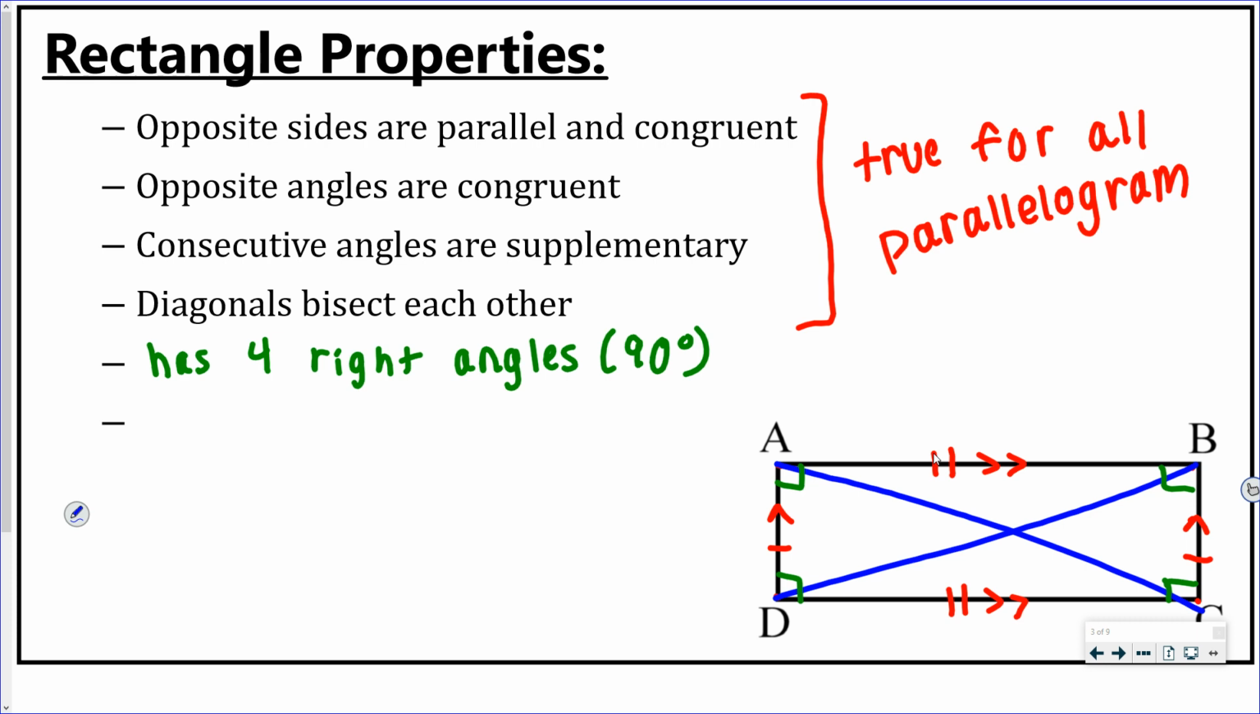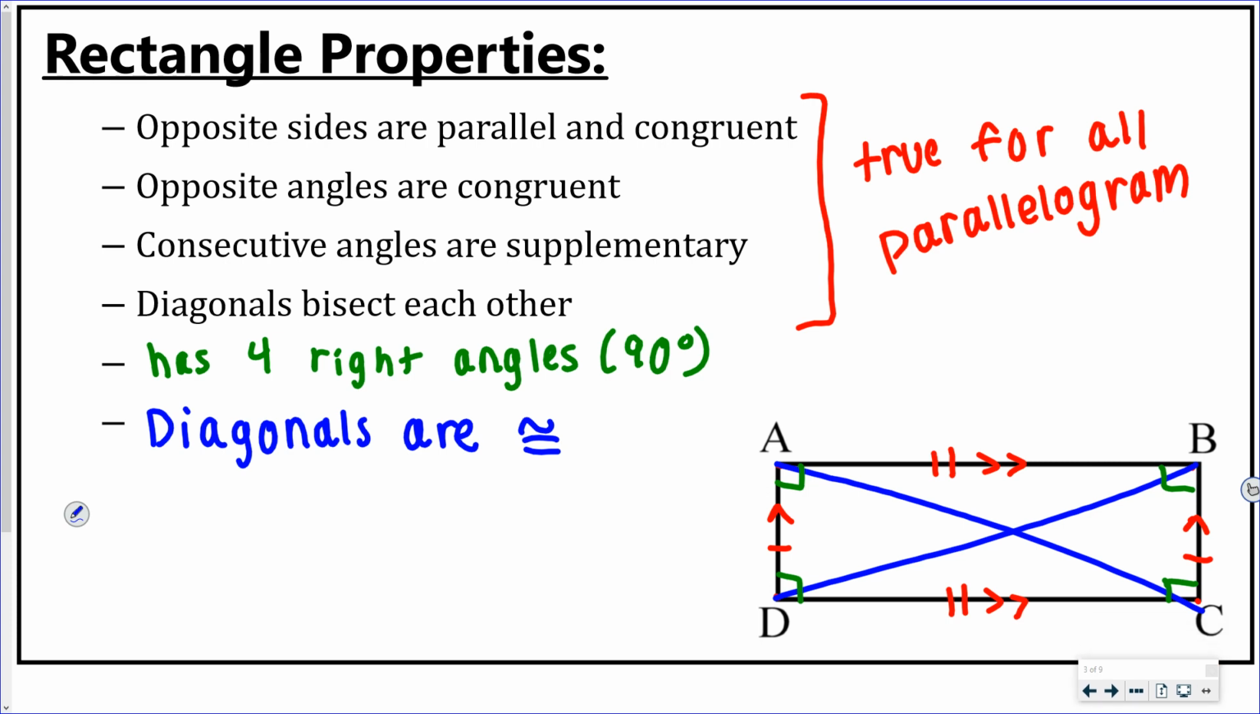Okay, the other one is about the diagonals. The diagonal lengths are the same, are congruent in a rectangle. So this diagonal, AC, is the exact same length as BD. And since the diagonals still bisect each other, this is going to be the same length as this, which is going to be the same length as this, which is going to be the same length as this, because the diagonals still bisect each other because it's a parallelogram.